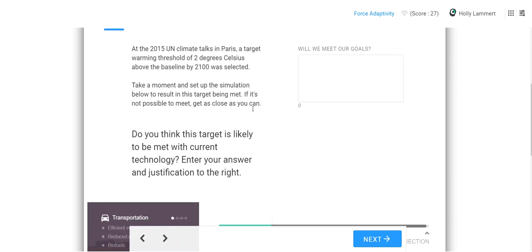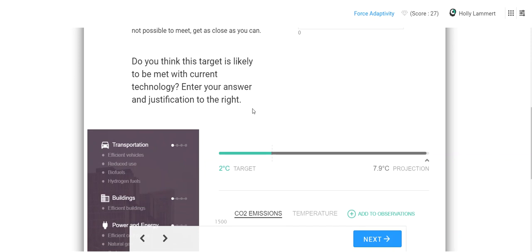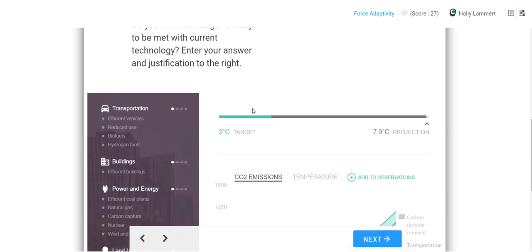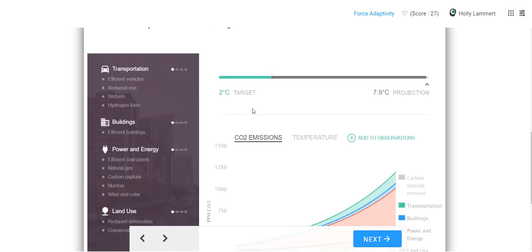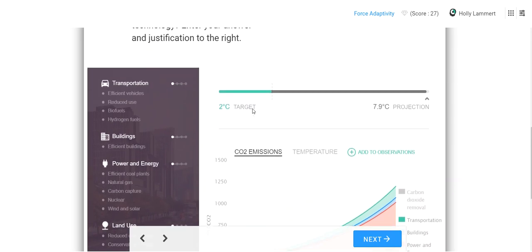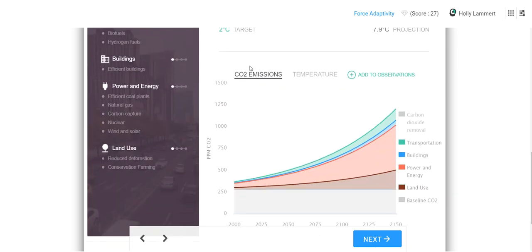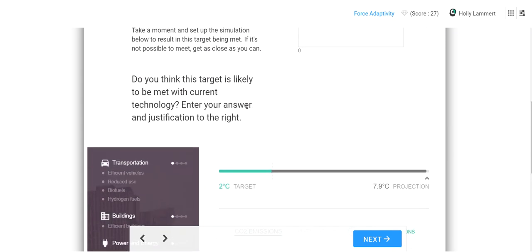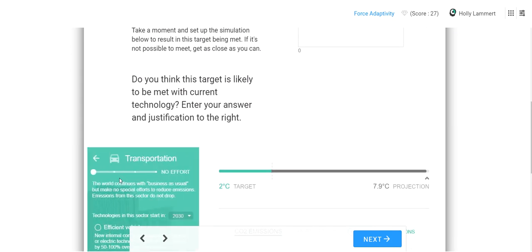So in this it says, will we meet our goal? Do you think this target is likely to be met with the current technologies? And so your answer to the right. Okay, so we want to set this up. We just showed that we need to have all these at the maximum. So go ahead and in order to set that up, toggle them all over to the maximum.